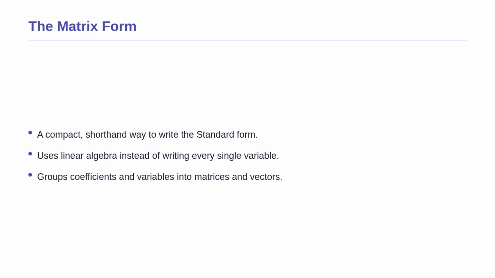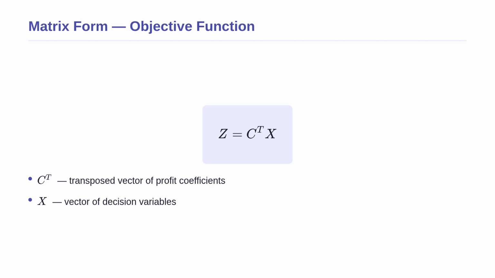Now that we have our problem perfectly formatted in standard form, we face a new practical challenge. When real-world problems get very large, writing out hundreds of variables and equations becomes completely exhausting. This is where the matrix form comes in to save us. It is a highly compact, shorthand way to write the standard form using the rules of linear algebra. Instead of writing every single variable and coefficient individually, we group them into organized grids of numbers called matrices and vectors. Let us see how this powerful shorthand works for the objective function.